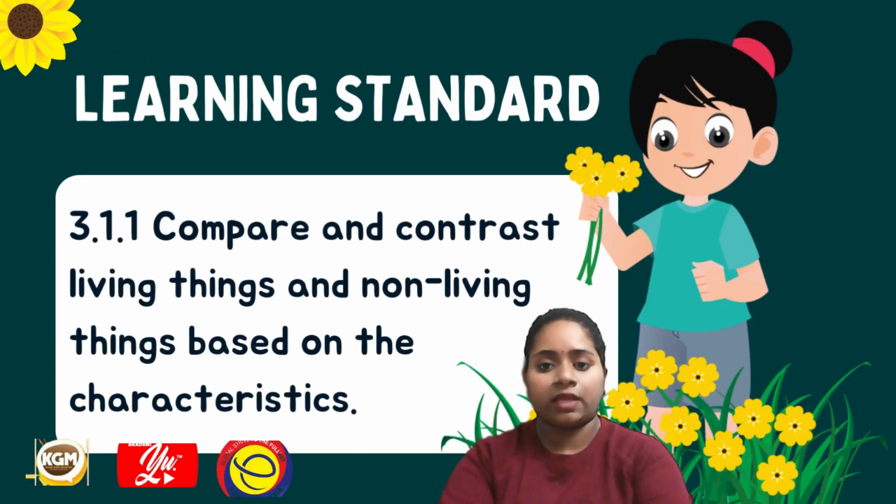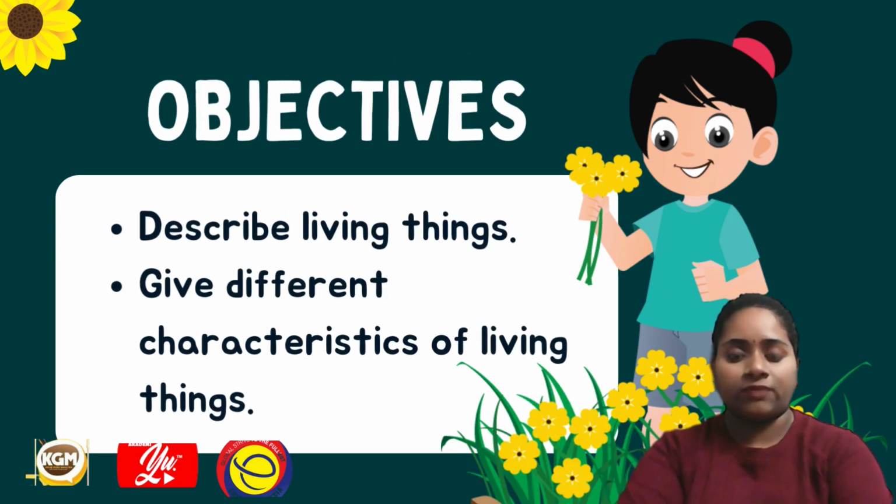Learning standard is 3.1.1. Compare and contrast living things and non-living things based on the characteristics. The objectives of this lesson is the students able to describe living things, give different characteristics of living things.